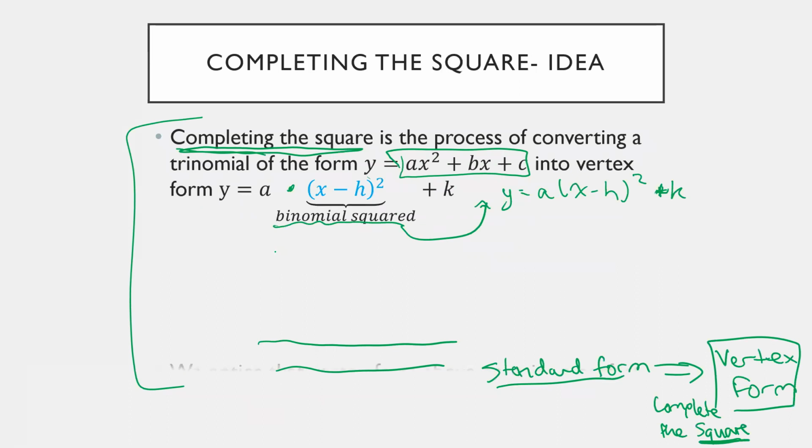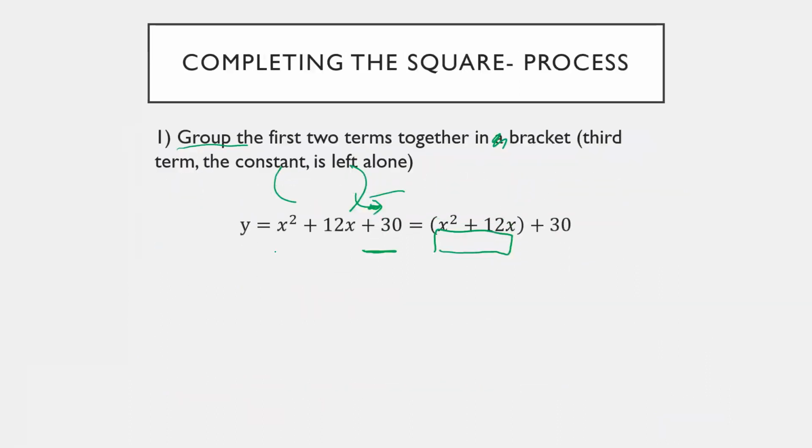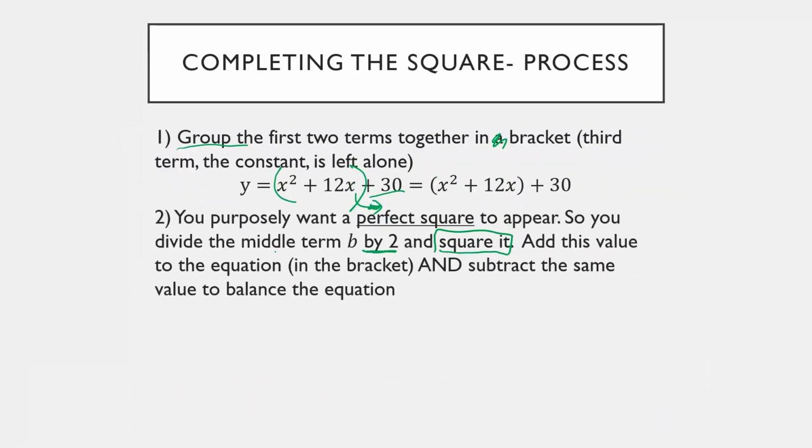Now, going back to this example, what we're simply doing, again, I hope it makes sense, is working backwards. You're going to divide the middle term by 2, and then take that middle term divided by 2 and square it. Then you add that value to the equation in the brackets, and subtract that value to balance out the equation.